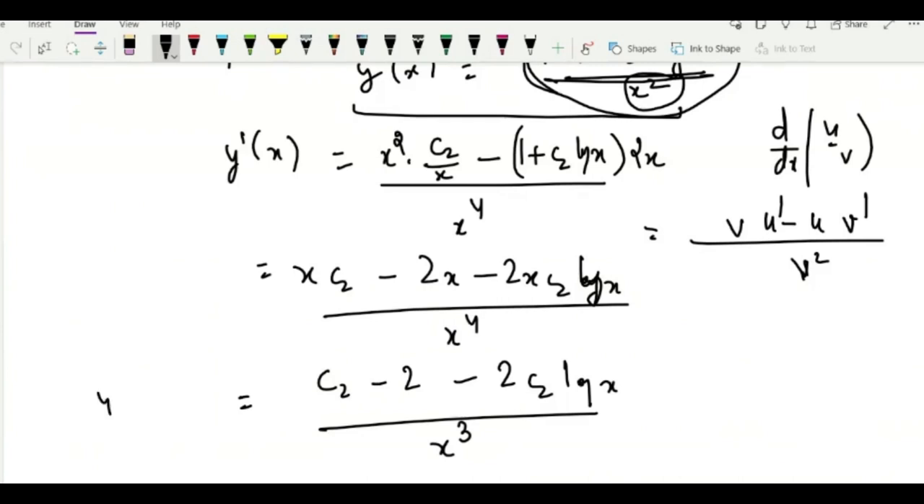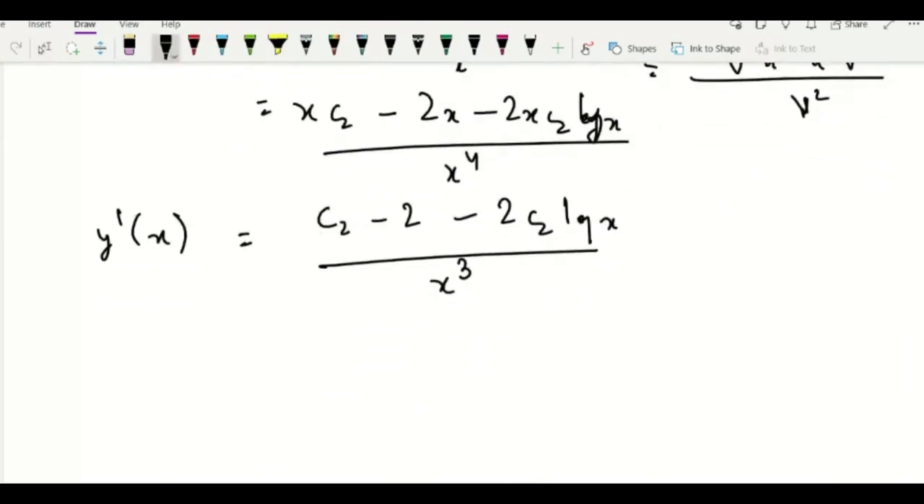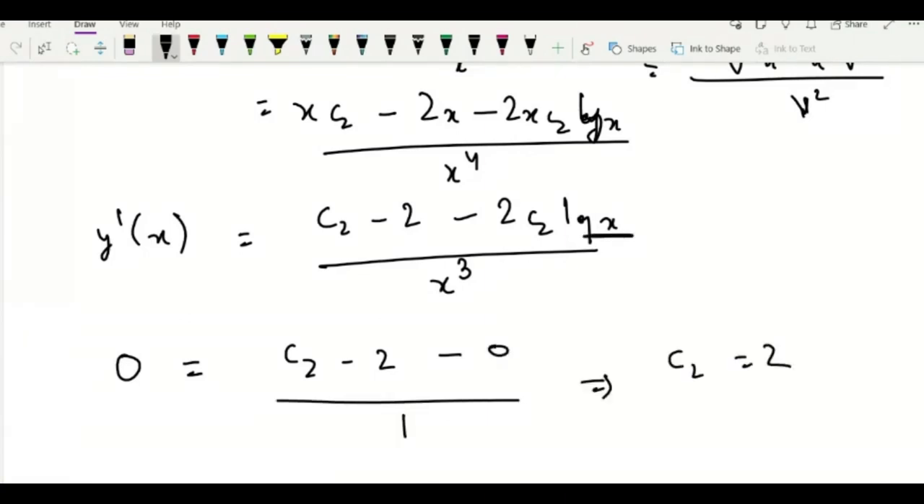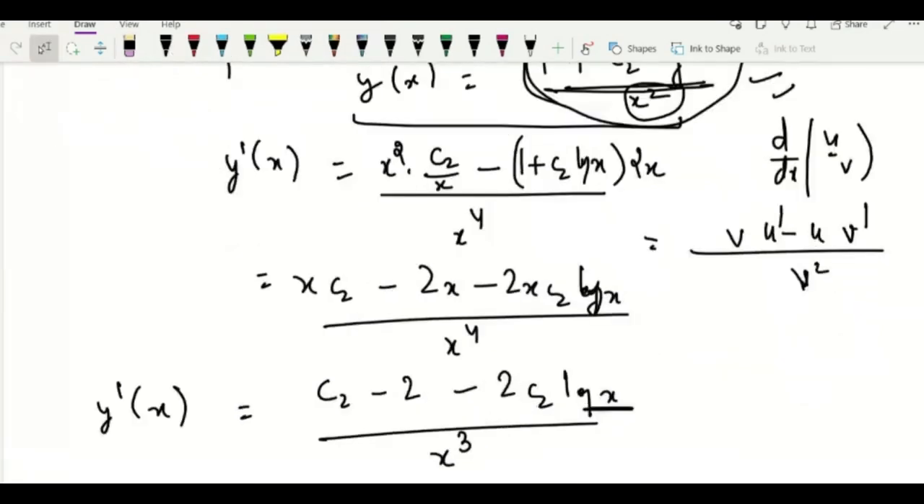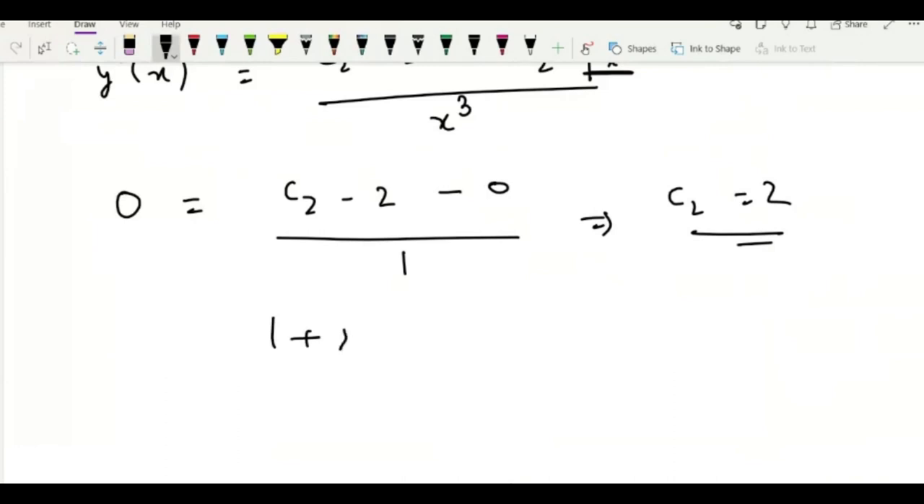Applying the second condition, this is the derivative, we have the condition y dash 1 is equal to 0. So putting x is equal to 1, we get y dash 1 is equal to 0. Log 1 is equal to 0. So here we get C2 is equal to 2. Substituting back C2 is equal to 2, we get y(x) is equal to (1 plus 2 log x) upon x square.